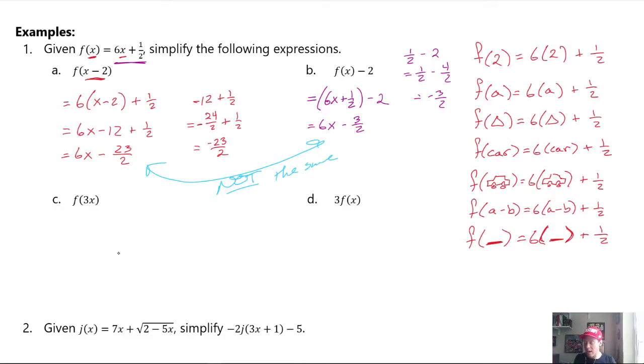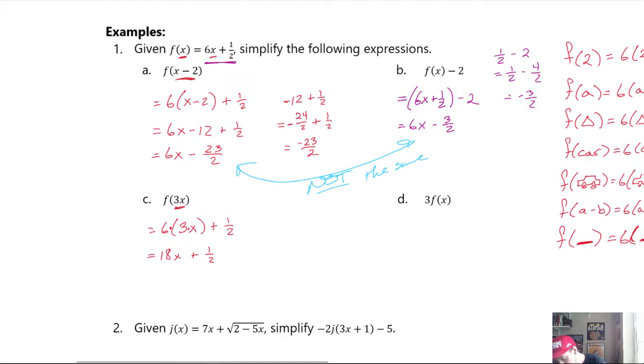So you need to be really careful here that you're plugging things in correctly as we're doing these. Let's move down to part C. Let's go back to red here. So here I'm plugging 3x in for x, right? So we'd have 6 times, now that 3x is the input. So I go 6 times 3x, then plus 1/2. And so this is 18x plus 1/2. And then we're done here.